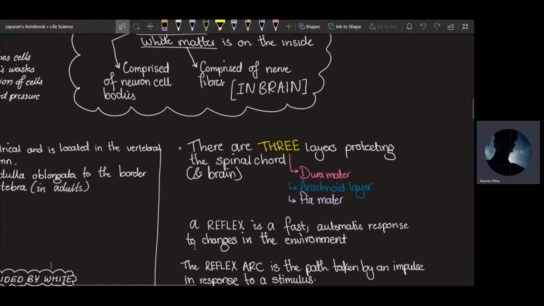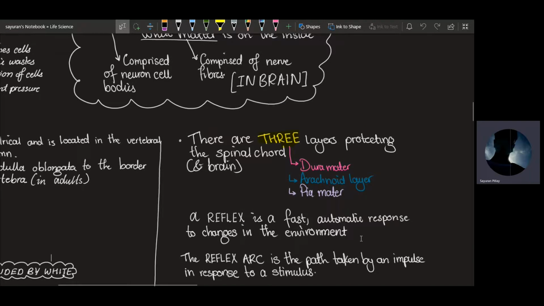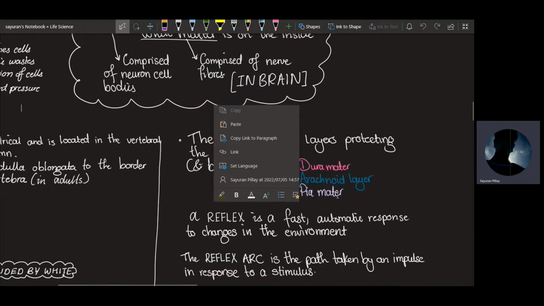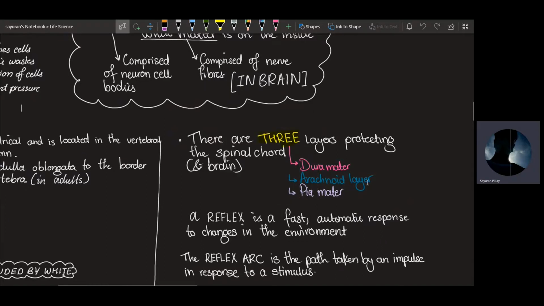Okay. Now there are three layers. We have three layers protecting the spinal cord: the dura mater, the arachnoid layer, and the pia mater. Okay. The arachnoid layer is so named because it's very fibrous. It looks like spider webs. So arachnoid meaning spidery. So that, yeah, dura mater, arachnoid layer, pia mater, DAP. Okay, so inside to outside.